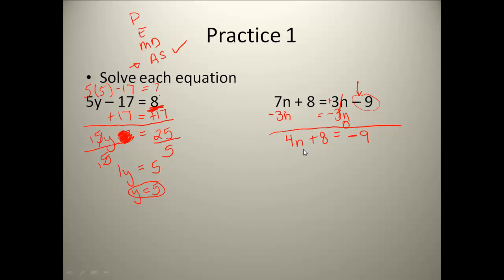Now I've got my variables all on one side, so I need to get that variable isolated. I have to undo my order of operations, so I first want to check, is there any addition and subtraction that I need to get rid of? And there is a plus 8, so I need to do its inverse, minus 8. I need to minus 8 on this side in order to keep it balanced. And then over here I still have my 4n. This positive 8 minus 8 gives me a 0. And over here, negative 9 minus 8 is a negative 17.